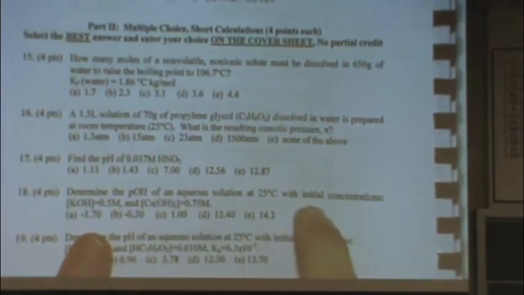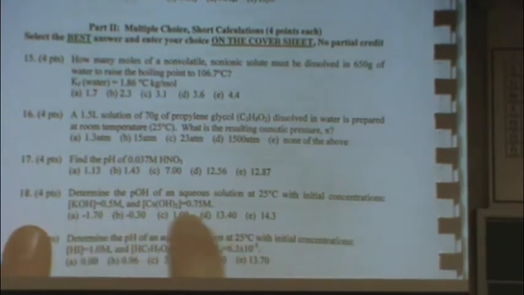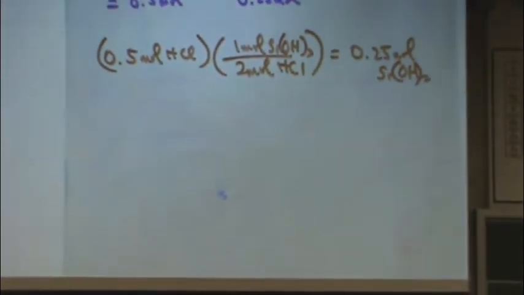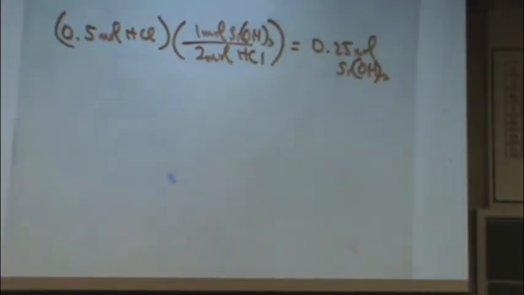This one right here, right? Okay. I want the pOH of an aqueous solution with these two concentrations. Okay, I have to write this one down too. So let me write this down. Again, that's page 94, number 17, Winter 07.